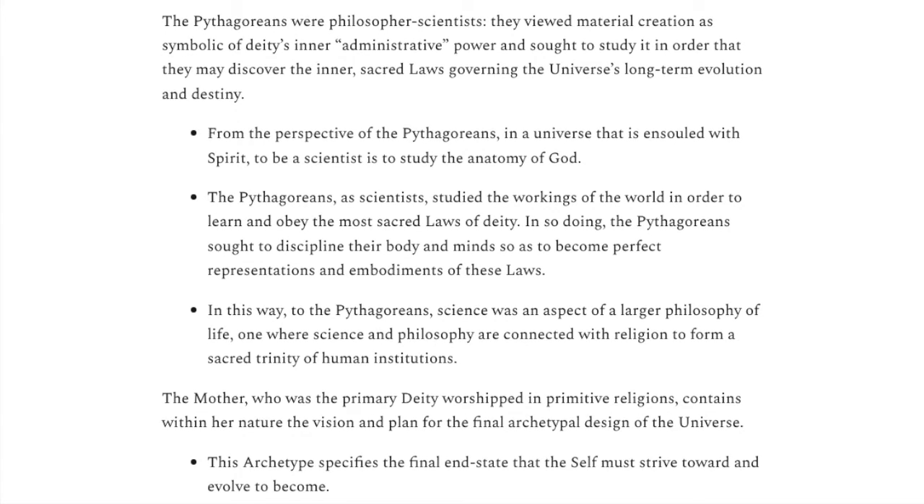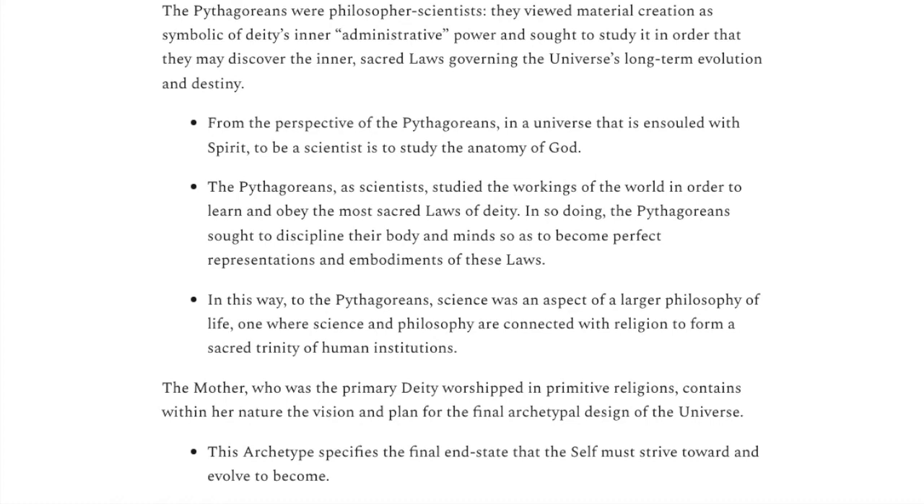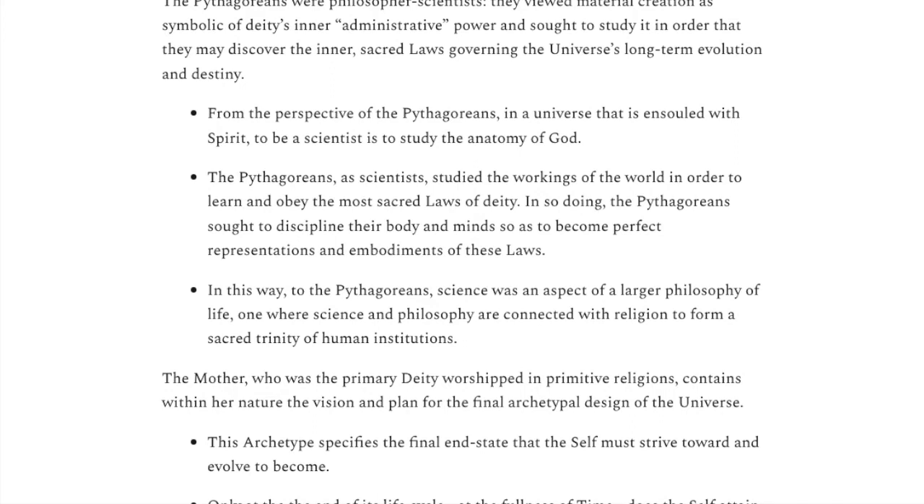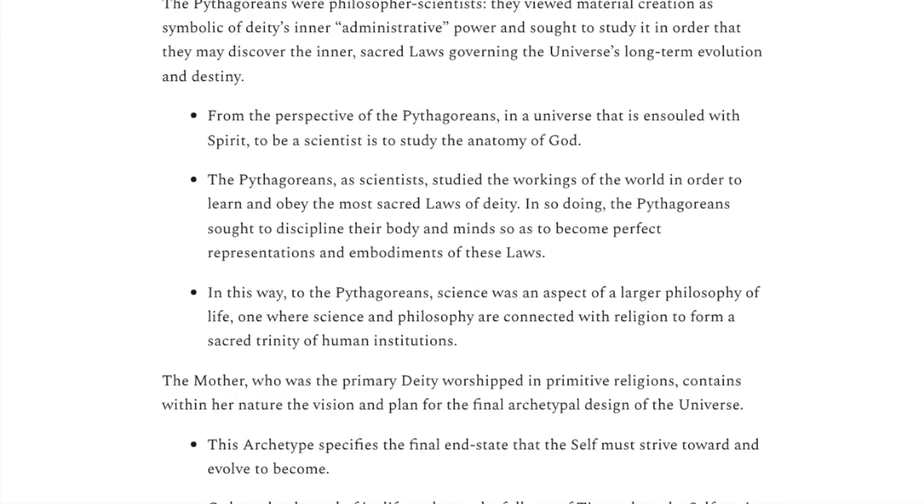The Pythagoreans, as scientists, studied the workings of the world in order to learn and obey the most sacred laws of deity. In so doing, the Pythagoreans sought to discipline their body and minds so as to become perfect representations and embodiments of these laws. In this way, to the Pythagoreans, science was an aspect of a larger philosophy of life, one where science and philosophy are connected with religion to form a sacred trinity of human institutions. And if you follow this channel, you've heard me talk about the relationship between science, religion, and philosophy, and that's what I'm referring to here.